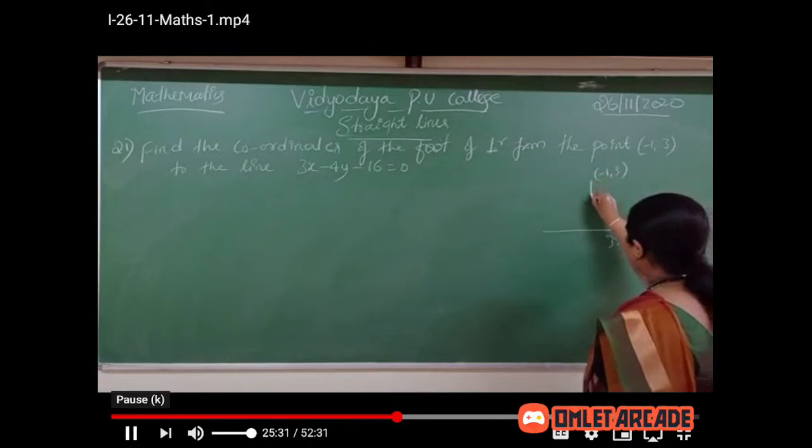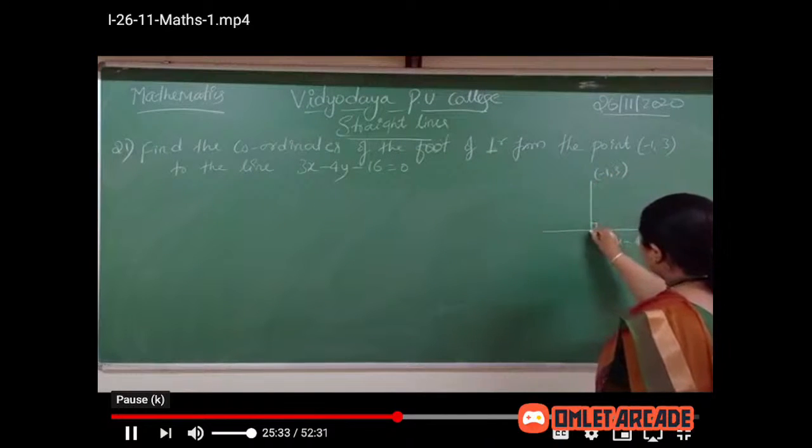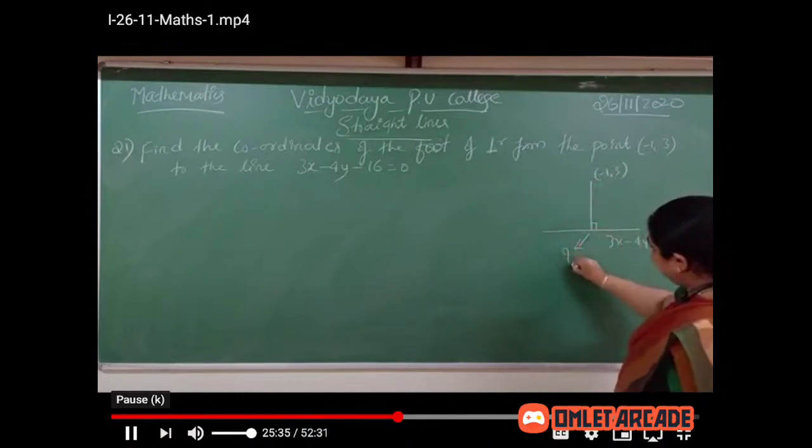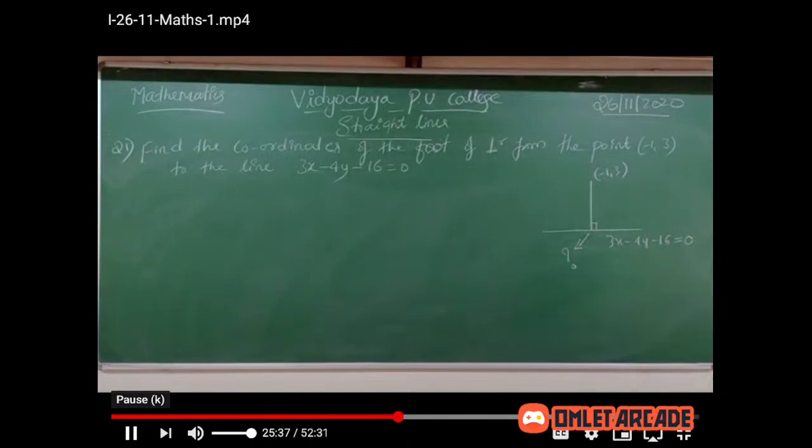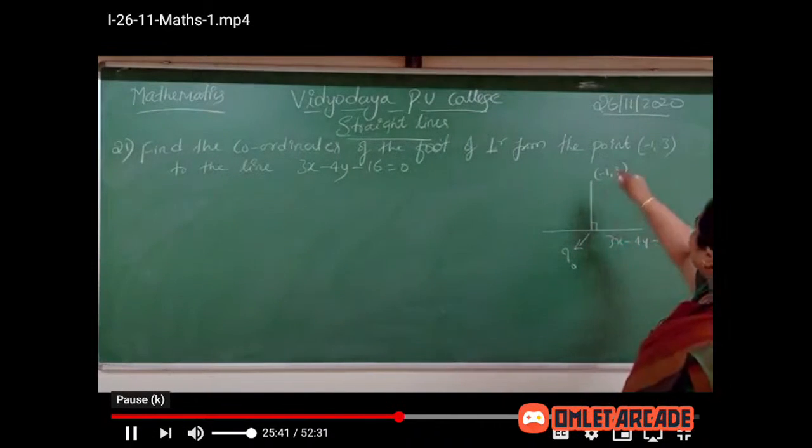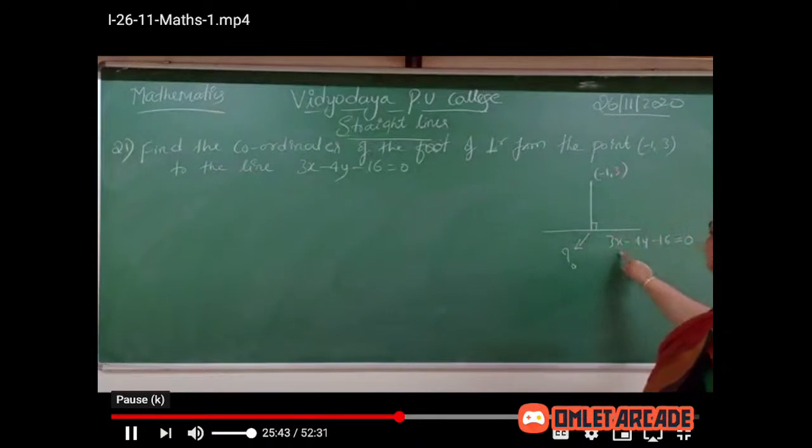So what we need to find? The foot of perpendicular. So this point you need to find. This is the question, isn't it? Read the question carefully. Find the coordinates of the foot of perpendicular from the point (-1, 3) to the line 3x minus 4y minus 16 is equal to 0. Did you get the question, students? You need to find this point here.